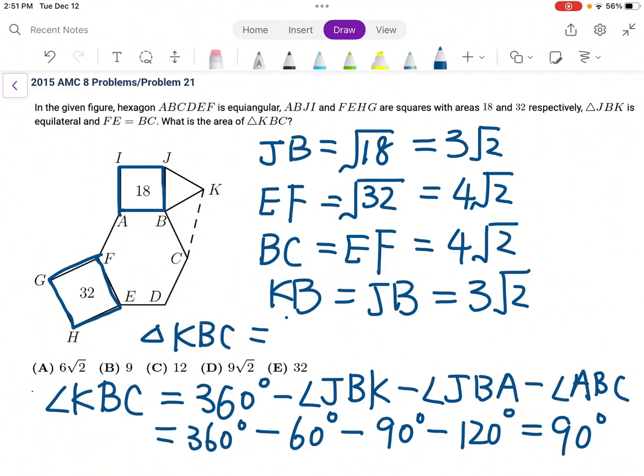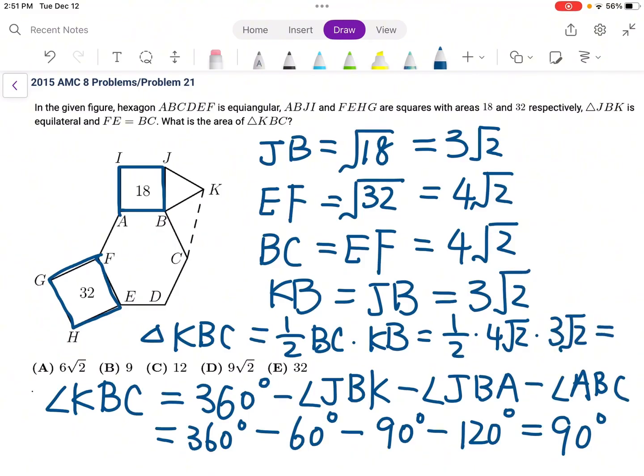KBC equals 1/2 BC multiply KB. It equals 1/2 multiply 4 square root of 2 multiply 3 square root of 2, and it equals 12. So the answer is C.